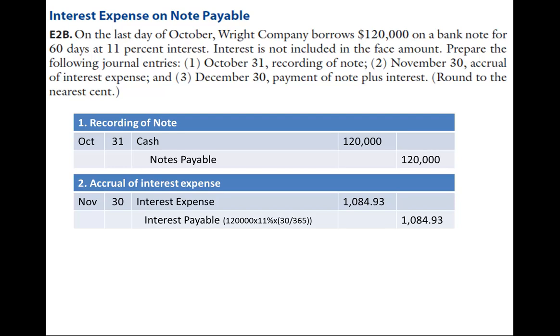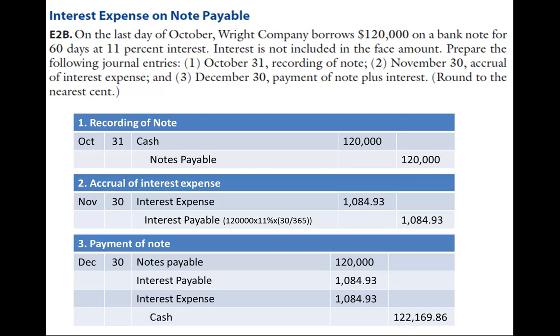Then on December 30th, we are going to record the payment of the note. So to record the payment of the note means we no longer owe $120,000, so we will decrease or debit our notes payable account in the amount borrowed, $120,000. Then we're also going to pay out cash, as you can see. So the interest payable for the 30 days that had expired but not yet been paid, so we will take that $1,084.93, and then we also have to pay the remaining interest for December.